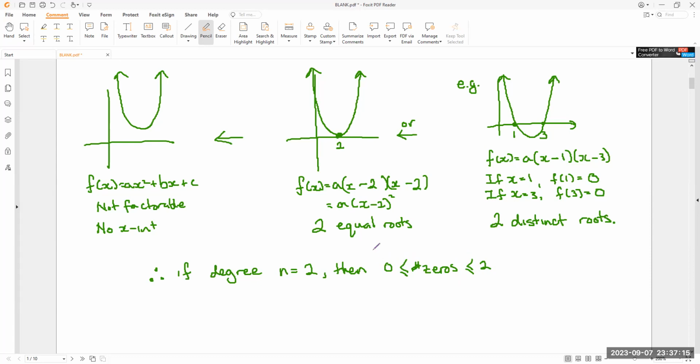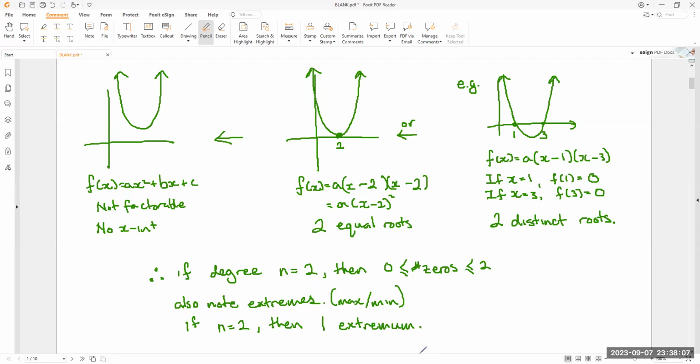Okay. Also note how many minimums or maximums I have. If the degree is 2, in other words, if it's a parabola, there is only one possible minimum or one possible maximum. I'm going to introduce a new word. Instead of calling it max or min, I'm going to call them extremes. Okay, so I'm going to say also note extremes, which means a max or a min. Local max, local, whatever. If the degree is n equals 2, then I only have one extremum, singular for extremes. Extremum.